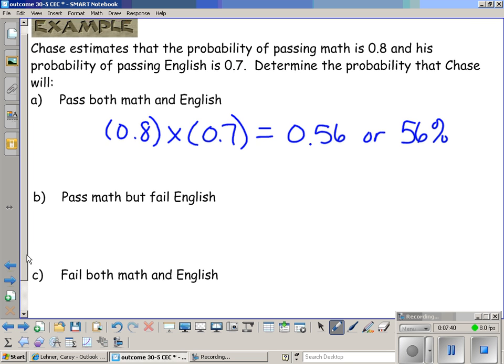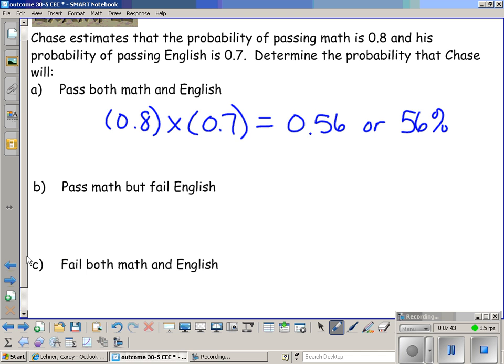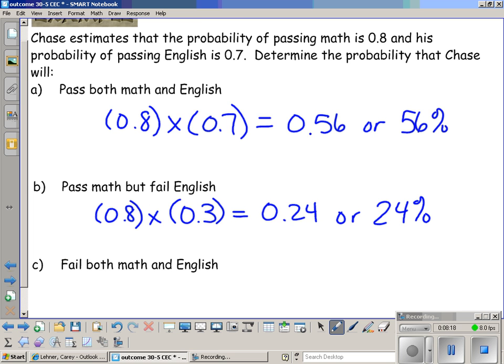What about if he's going to pass math but fail English? Well, we know he has a 0.8 chance of passing math. What's the probability that he's going to fail English? Think about this. Remember your complements. He's either going to pass or he's going to fail English. They have to total 1. So if the probability that he's going to pass English is 0.7, the probability that he's going to fail English is 0.3. So we've got 0.24 or a 24% chance of this happening.